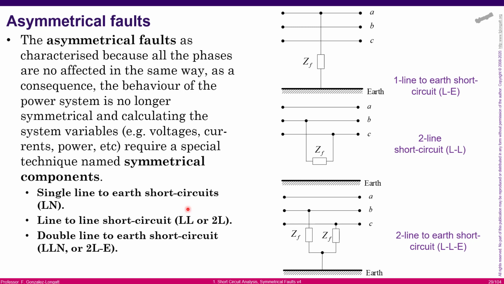Asymmetrical faults represent the connection of one line to earth or ground, or two lines. In some countries they call it two-phase or biphase, whatever name you want to use, but it's the contact between line and line. And there are two lines to ground. Again, asymmetrical faults are the topic for the next class.